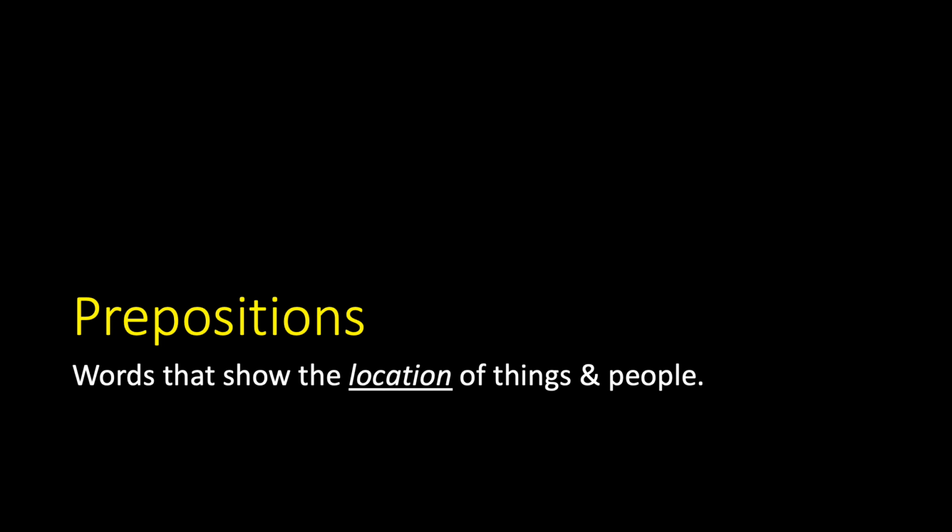All right, let's talk about prepositions. Prepositions are words that show the location of things and people, how they move through locations, or how they are in location relative compared to each other. And there's about 42 prepositions in the English language. I'm not going to talk about all of them today because that's a lot, and a lot of them we don't use very much.